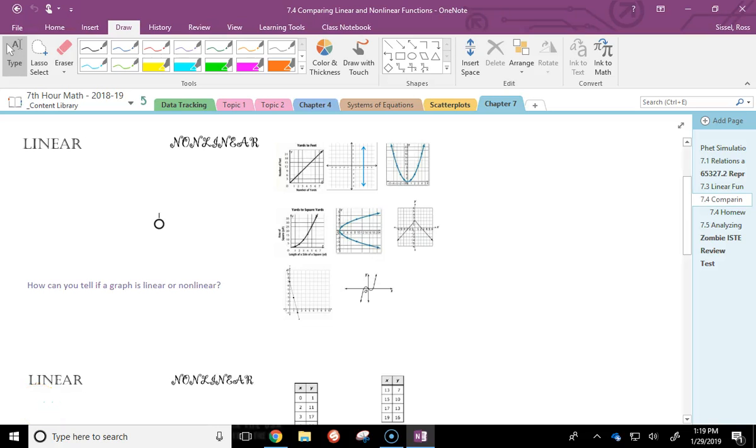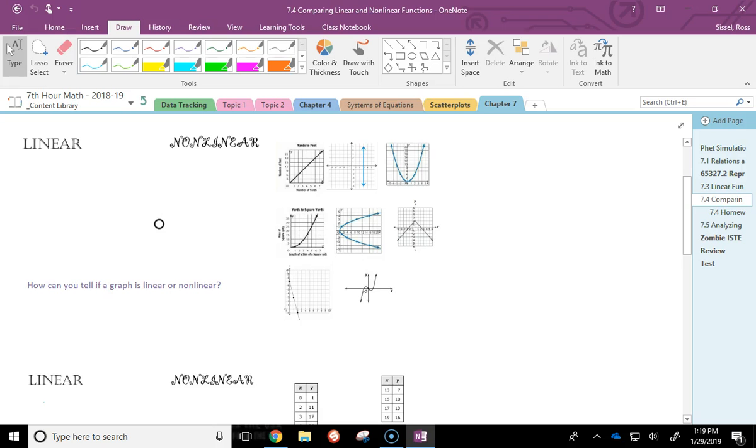Alright, so today, our lesson is lesson 7.4. We are comparing linear versus nonlinear. Can anyone tell me, what do they think the difference is between linear and nonlinear? Ricky? Straight line and non-straight line. Exactly. That's mainly what we are trying to figure out today. Are we going to have a linear line which is straight or nonlinear?